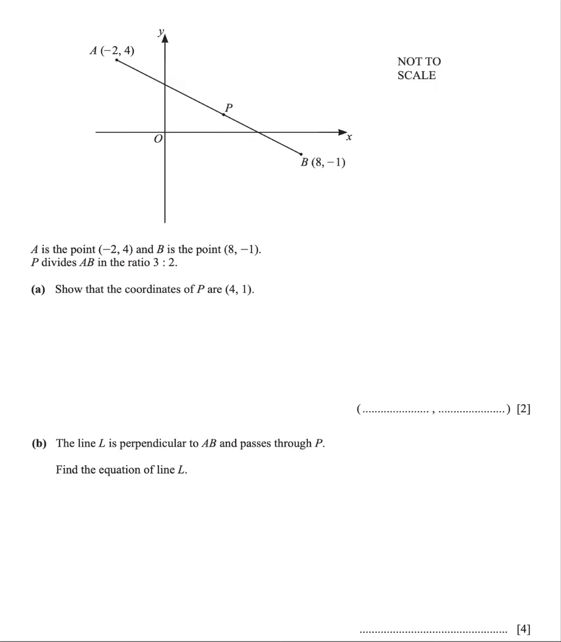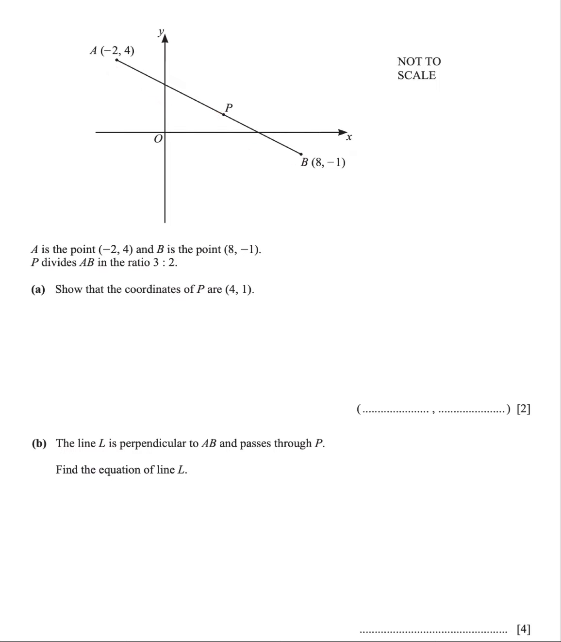So this first question is using coordinate geometry, but also thinking about some ratio. First of all, we're told that the point P in the middle of the line here splits it up so that it's in 3 parts to 2 parts. Okay, so 3 parts this side, 2 parts this side.